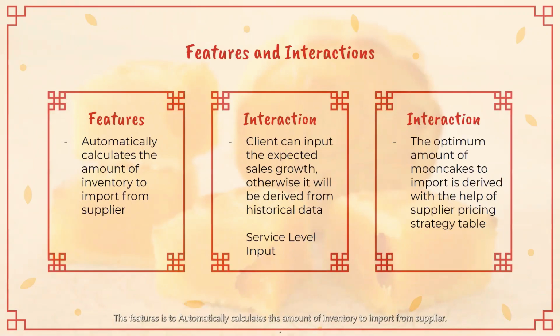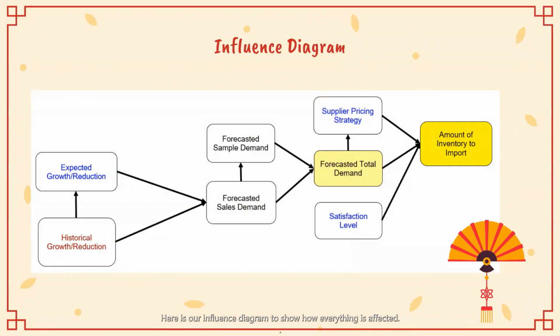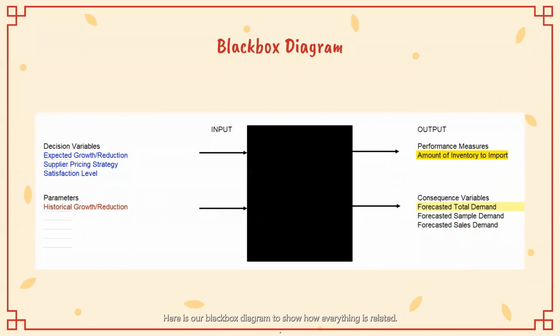It has the following features and interaction. Its feature is to automatically calculate the amount of inventory to import from the supplier. Its interaction is that client can be expected to input the expected sales growth. Otherwise, it will be derived from historical data. The customer should also input service level input, and they are also required to input the supplier pricing strategy table in order to calculate the optimal amount of mooncake. Here is our influence diagram, which shows how everything is affected. Here is our black box diagram, which shows how everything is related.